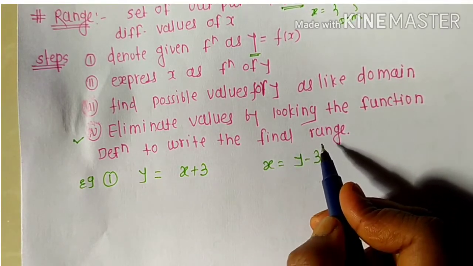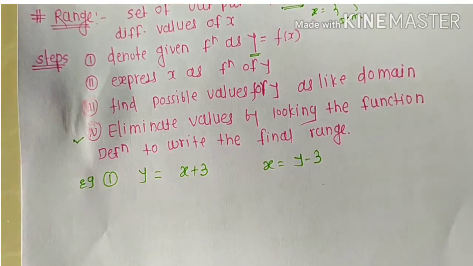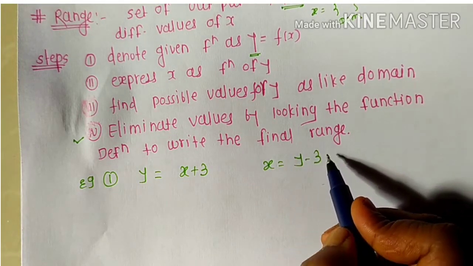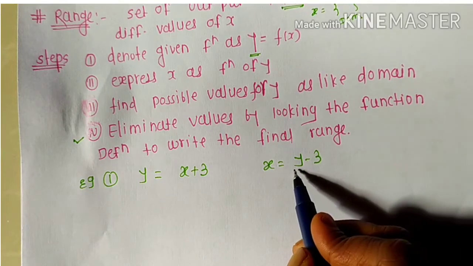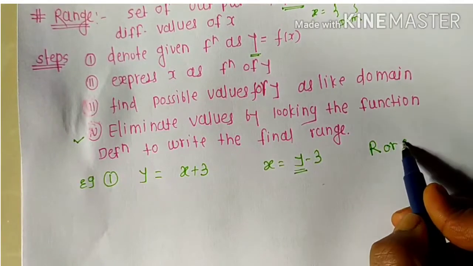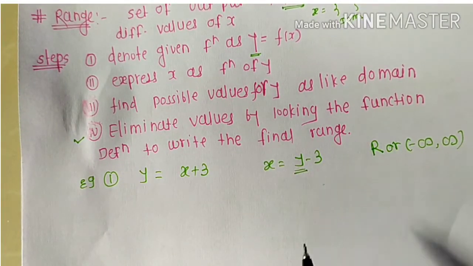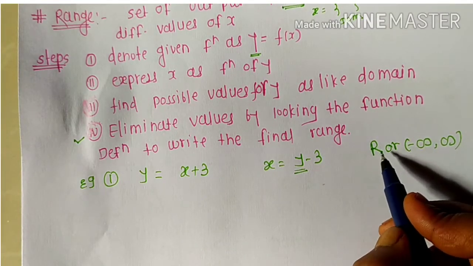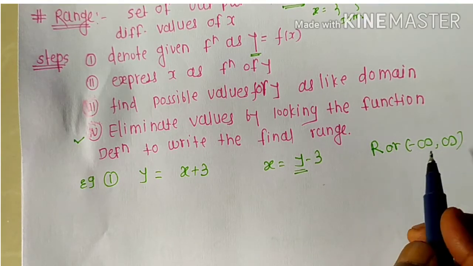Then we have to find the different values of y, or all possible values of y. Same thing as in the domain: we substitute different values of y for which we get some finite quantity. Here we can take any value of y from minus infinity to plus infinity. You can take any value, and the simplified expression is a finite, valid quantity. Means here the range is, what is the range? The whole real line, or minus infinity to plus infinity.